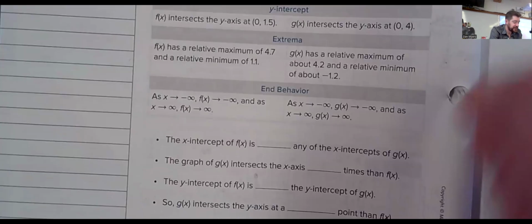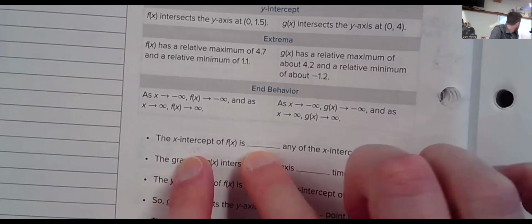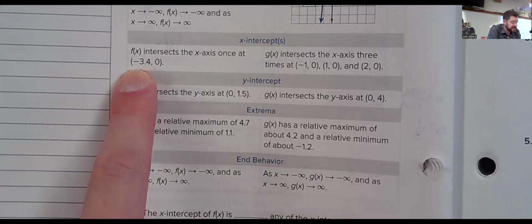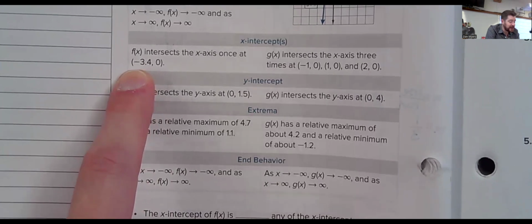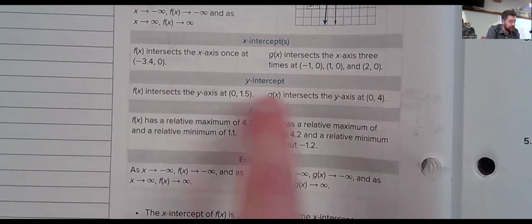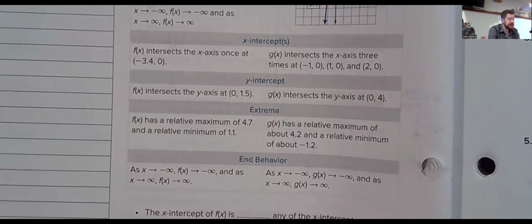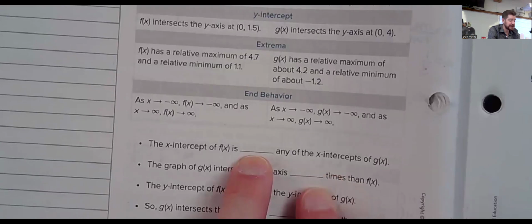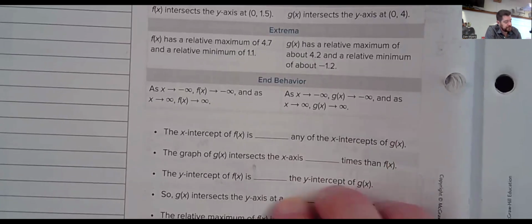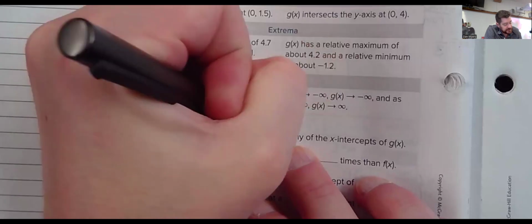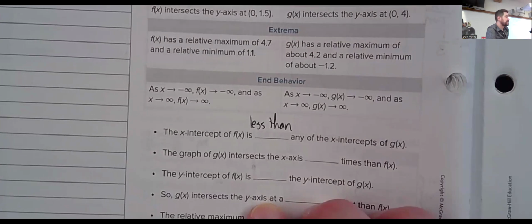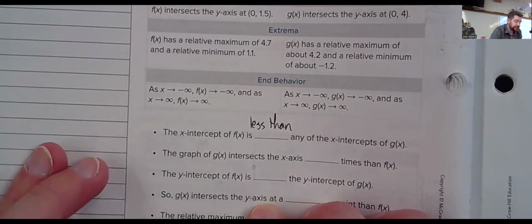The x-intercept of f of x, there's only one. And so we're just comparing the x-intercepts here. The x-intercept is -3.4. How does that relate to any of the x-intercepts for g of x? -3.4 versus -1, 1, and 2. It is what than any of the x-intercepts for g of x? Less than, yeah. Less than. -3.4 is less than any of the x-intercepts on g of x. Cool.